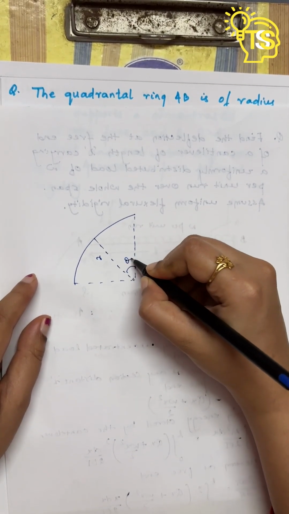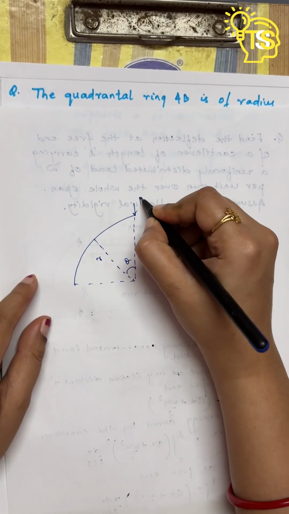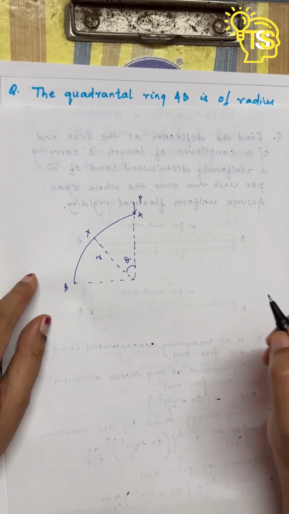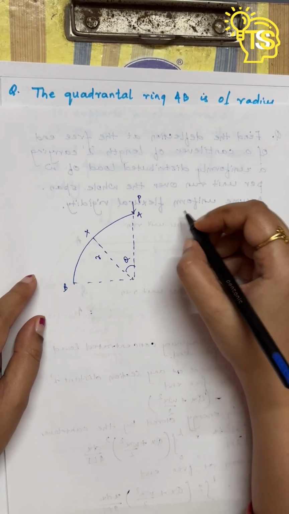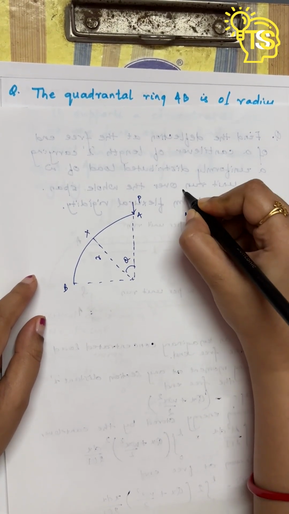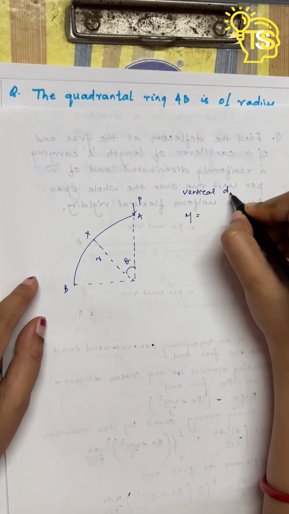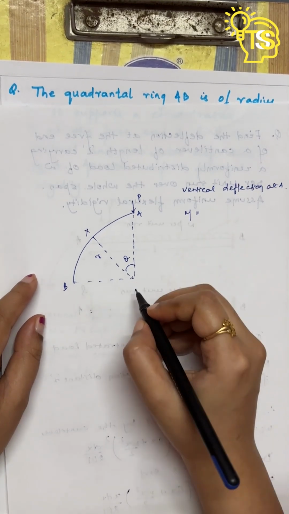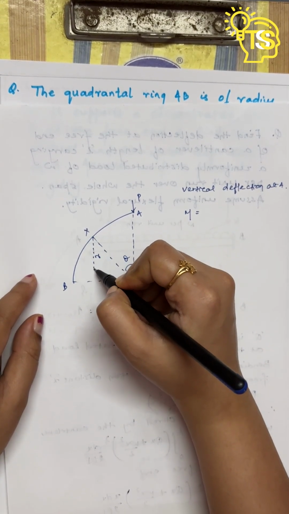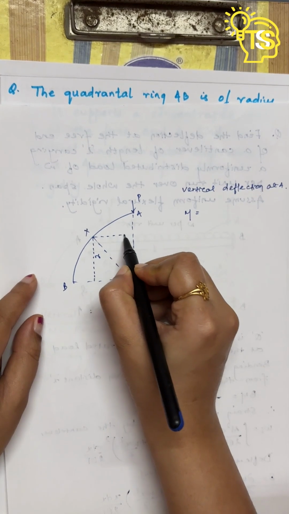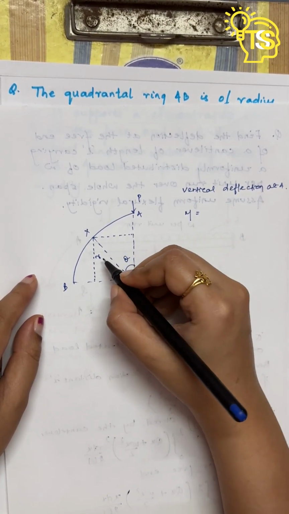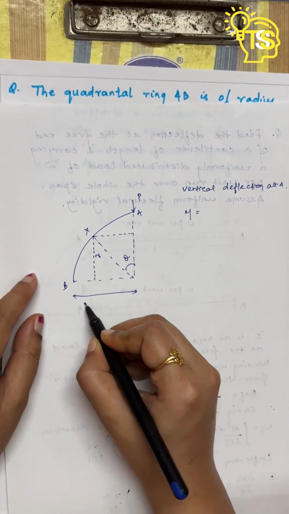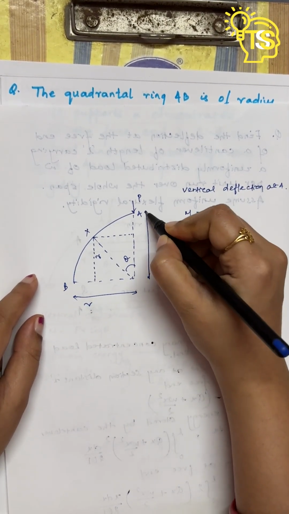This is the same ring that is given in the question. This load P, this point A, this point B. Now let's calculate the moment for vertical deflection at A. The moment will be here. Let's take a right angle. Here the value is R. So also here the value is R and here the value is also R.